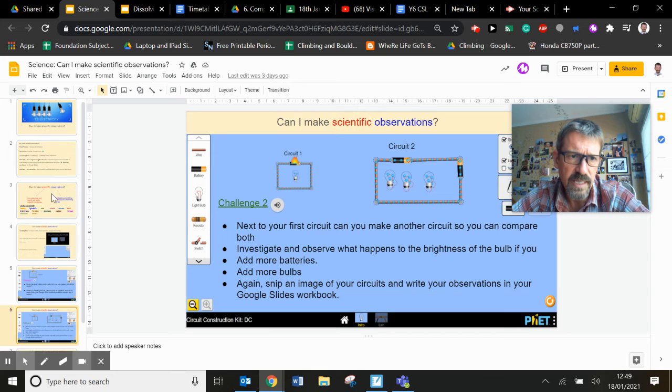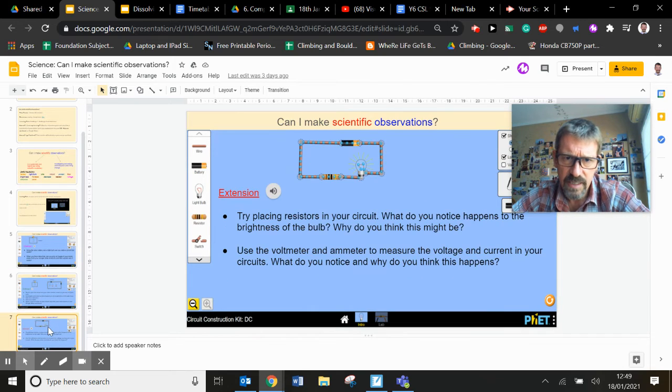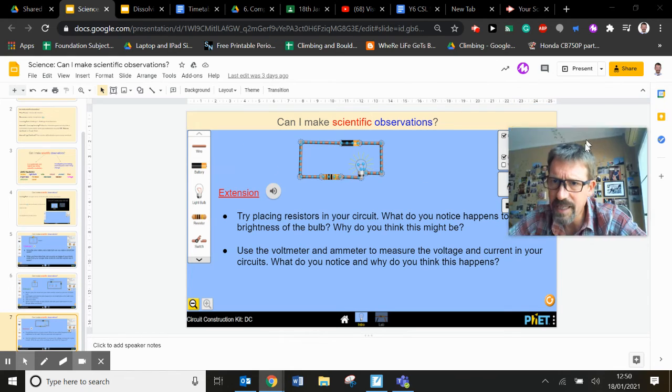Okay, and the extension challenge today is to use, in a fairly simple circuit, the resistor. So what is a resistor? What does a resistor do? What do you notice happening to the brightness of the bulb when you add resistors?